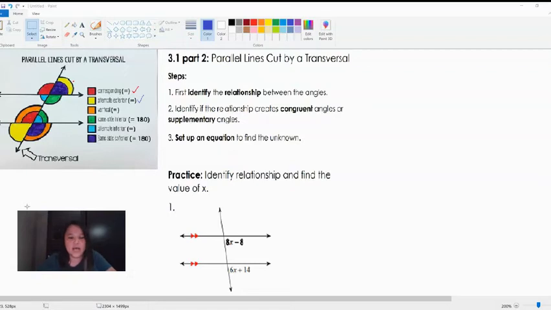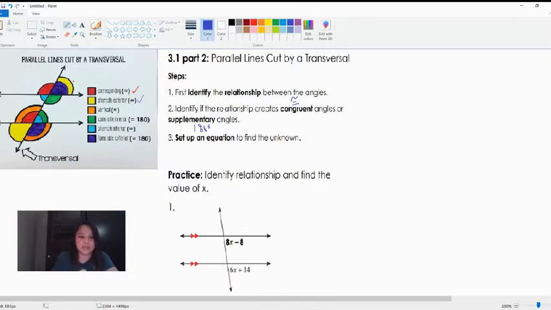You to solve unknown variables and also unknown angles when we have parallel lines that are cut by a transversal. Now, I kept this diagram up here so that we have a visual and we can refer to it as we look at the angles. First, we are going to identify the relationship between the two angles. Then step 2, identify if the angle relationship creates congruent or supplementary angles, which means it equals 180 degrees. And 3, we're going to set up an equation to find the unknown. So let's take a look at the example.